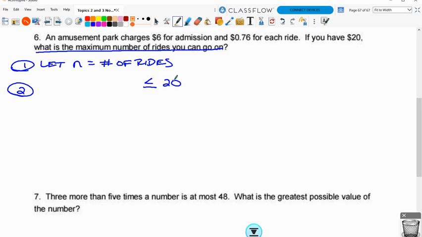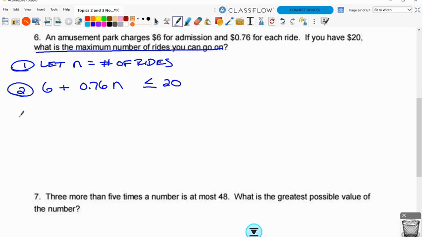At the amusement park, we have to pay the $6 admission, and you only enter once, so $6. And then it's 76 cents for each ride. We're going to go on n rides, so we're going to do 76 cents times n, the number of rides. And I'm going to add the admission to that in order to figure out the total amount that I have spent. So 6 plus 76 hundredths n is less than or equal to 20 is the inequality that we need to solve.